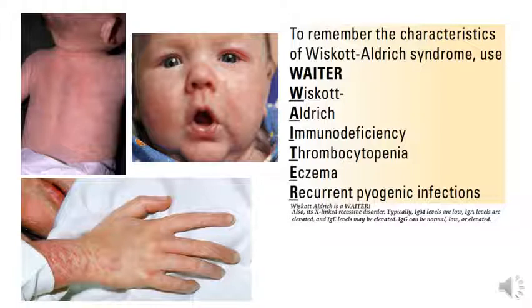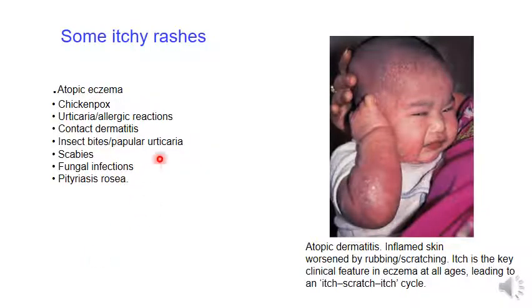X-linked recessive, typically IgM levels are low, IgA levels are elevated, and IgE may be elevated with eczematous lesion. IgG can be normal, low, or elevated, variable, but typically IgM is low. Here you may see some itchy rash, atopic dermatitis, inflamed skin worsened by rubbing and scratching. Itch is the key clinical feature in eczema at all ages, leading to an itch-scratch-itch cycle.